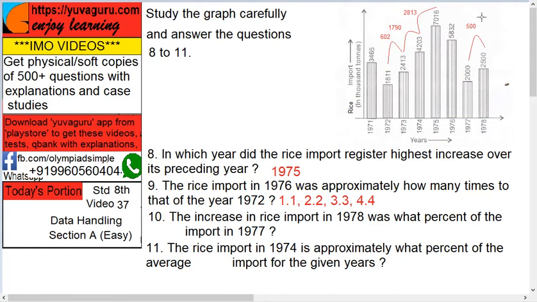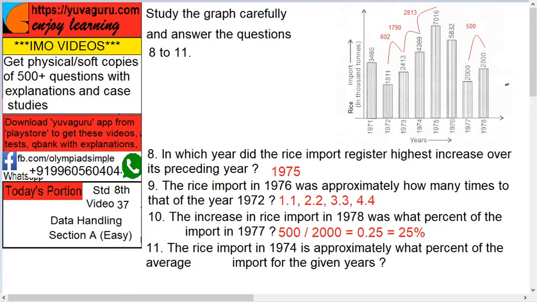Next, the increase in rice import in 1978 was what percent of the import in 1977? Remember, this is a tricky question. The increase in rice import in 1978. So 1978 it's 2500. We don't want this 2500. We want the increase. So how much has it increased? From 2000 to 2500. So it has increased 500. So this is the point we require.